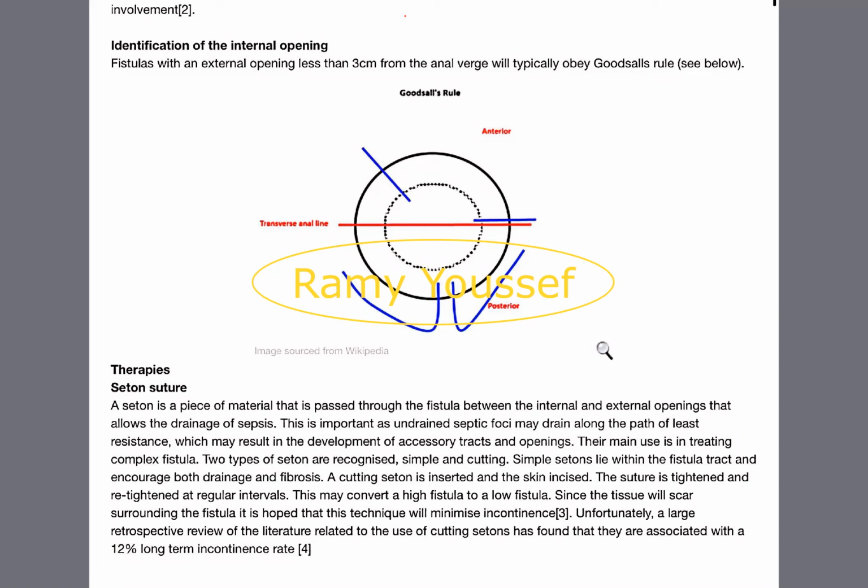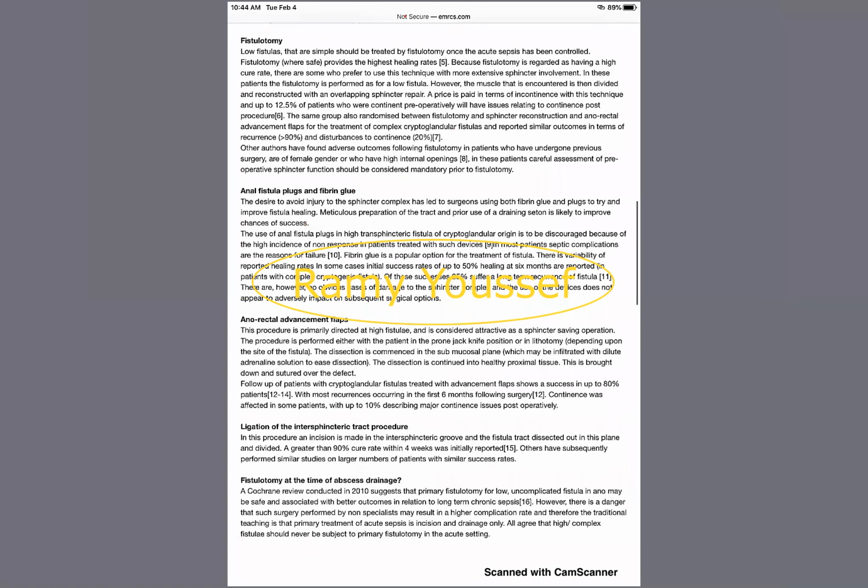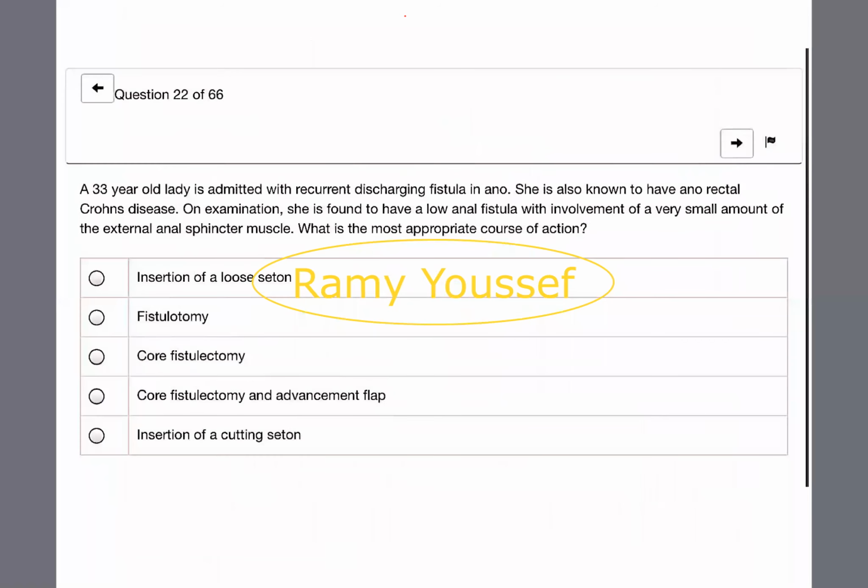Okay. Here is the external opening. You'll find it here. External opening, you'll go here. But in the ones below, all the internal openings will be in the midline. Clear? Yes. Okay. Next question.